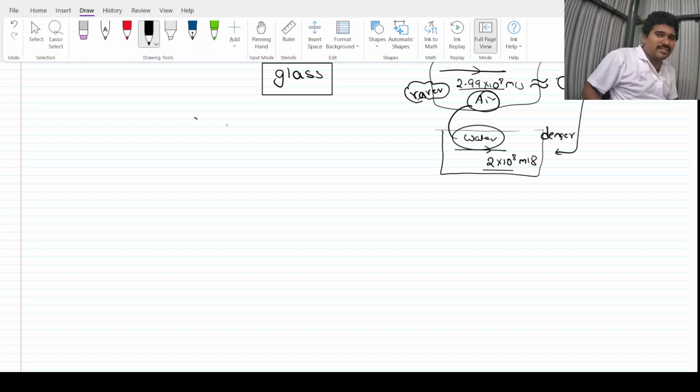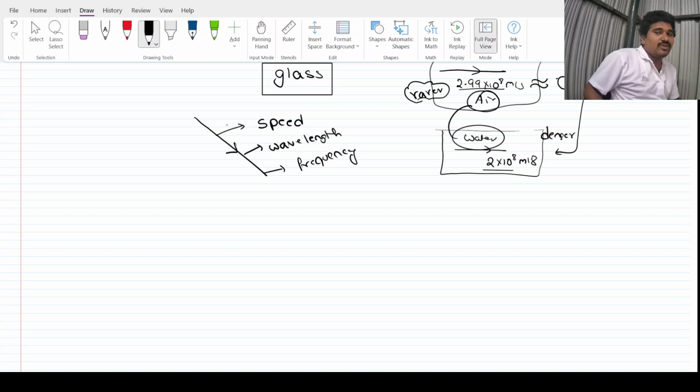A light ray has three properties. One is speed, another is wavelength, and another is frequency. You said when light is traveling from one medium to another medium, its speed changes. Am I correct or not? Its speed changes.